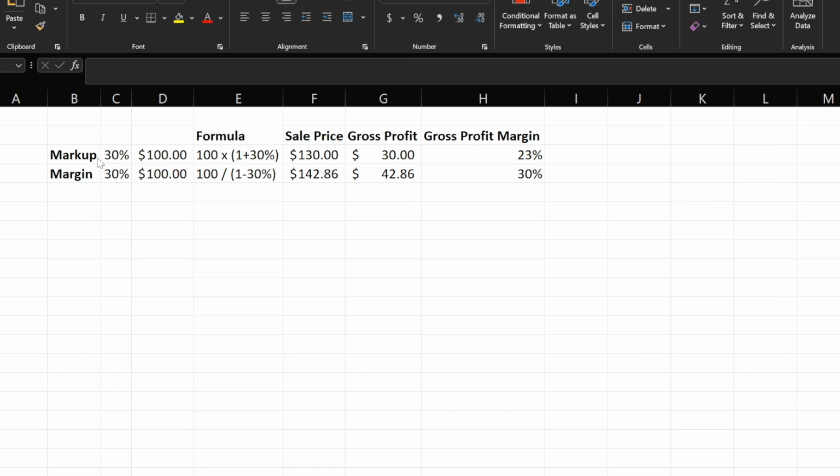So if we look at 30% and we want to mark up something by 30%, let's say the thing that we want to mark up would be worth $100. Let's say we have a product that costs us $100 and we are looking to mark it up so that we can make some kind of a profit on it, right? So if you mark it up, you basically take $100, multiply it by 1 plus 30%. So you're marking it up by 30%, and you end up with a product that's going to be sold at $130.